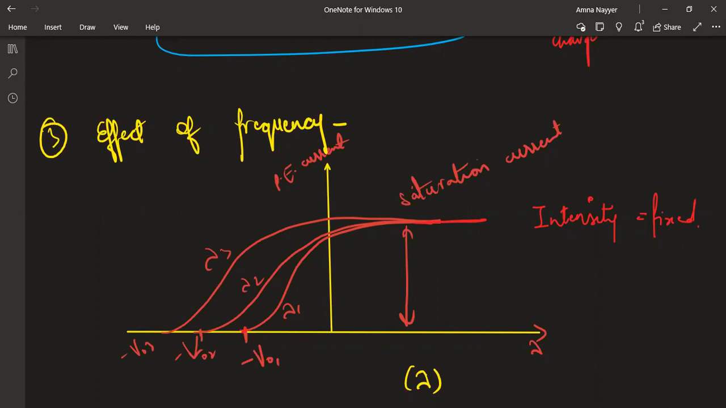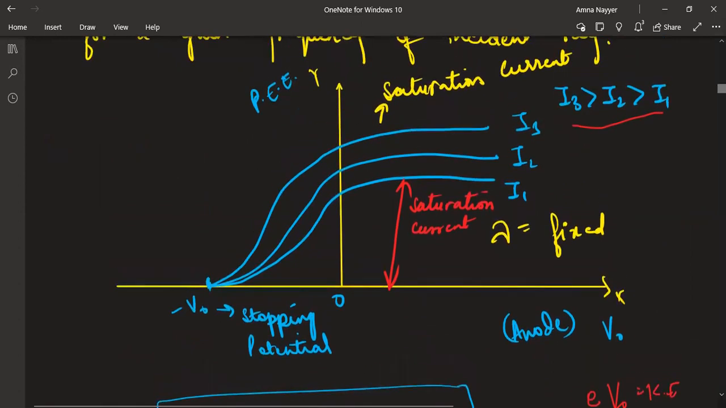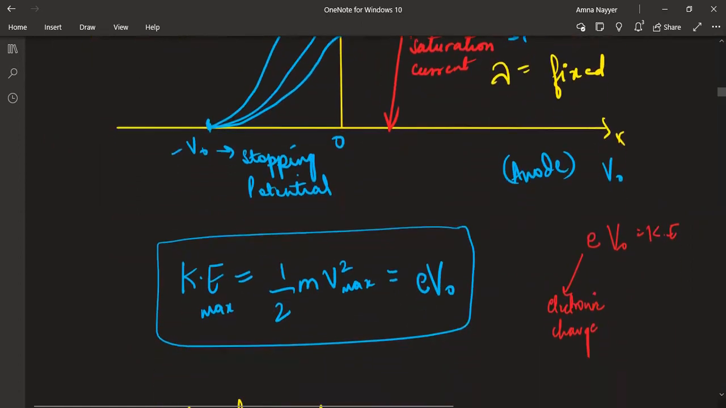Ma'am, could you scroll in? No, ma'am, the formula below the box. Oh, yes, done, ma'am.